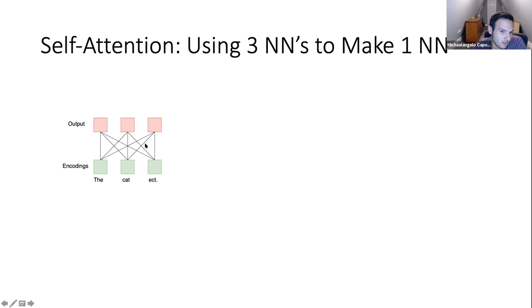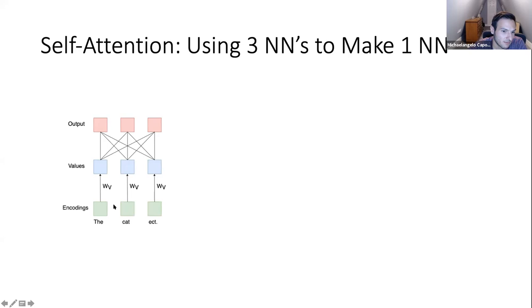So this is just a different example. I just say "the cat, et cetera," just because it's easier to draw a diagram with three inputs and three outputs. This red is now going to correspond to a new representation for "the," this red will correspond to a new representation for "cat," and then this red will correspond to a new representation for the rest of the sentence, or you know, just this one word, et cetera.